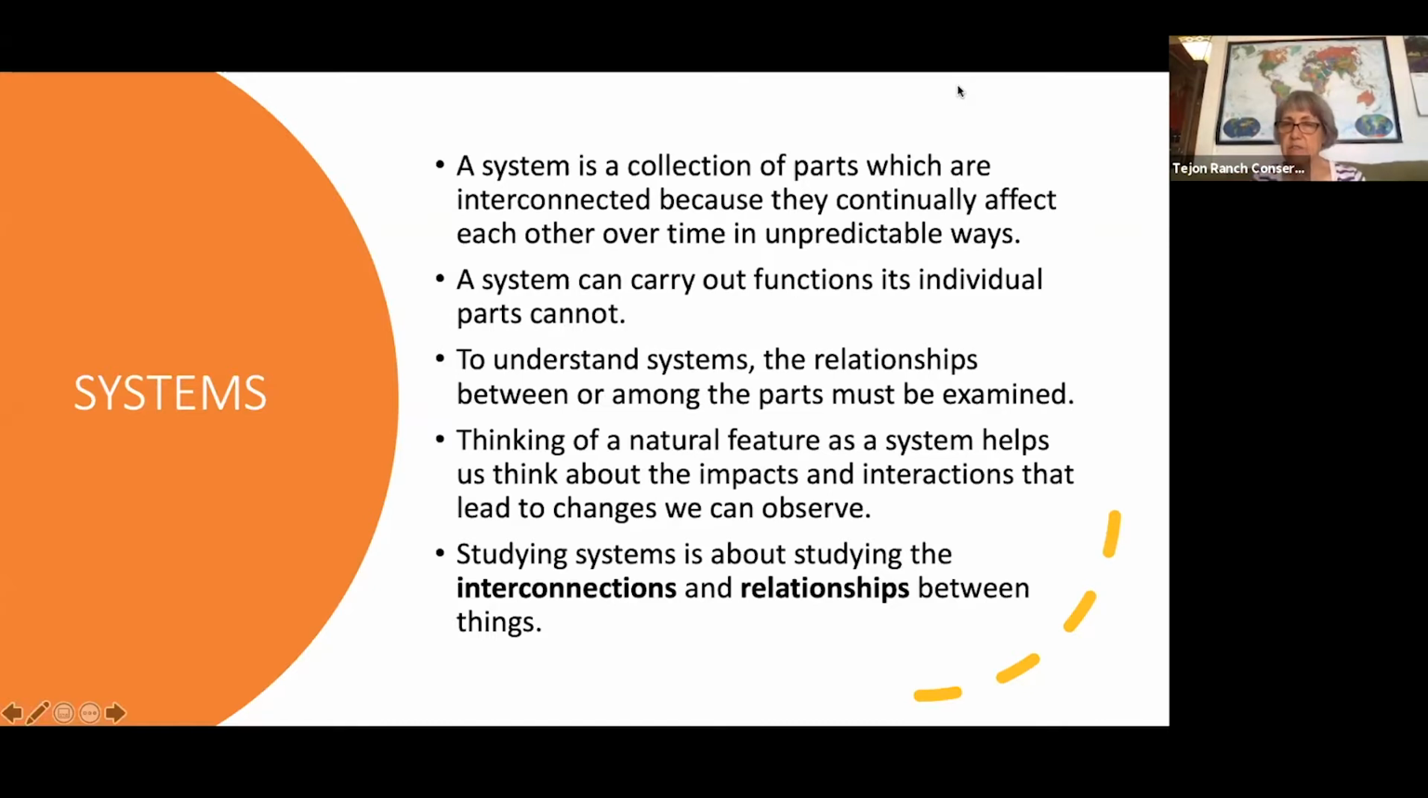Now, to understand systems, the relationships between and among those parts have to be examined. So looking at things very deeply, we have to understand each of those parts, but also how they interact with each other. And thinking of the natural features in nature as a system can help us think about the impacts and interactions that lead to the changes that we can observe. When we talk about things like climate change, we've got to look at the entire system that is our globe or our Earth. And so understanding these systems as a whole is very important as well. Studying systems is about studying those interconnections and those relationships.